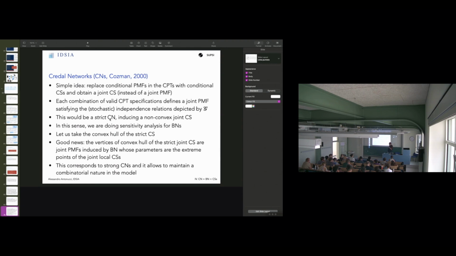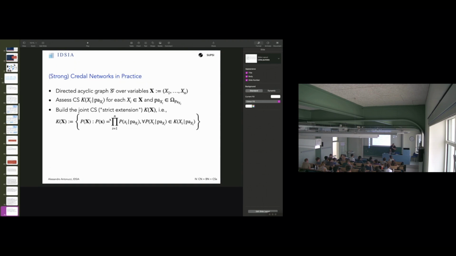You will need a characterization of the extreme points. And the very good news from my perspective is that the extreme points of the convexification of the strict model are combinations of the extreme points of the credal sets. What I want to tell you is that if you work with strong credal networks, you only have to consider the extreme points of the local models, of the decomposed model, take all the possible combinations, and in this way you define a collection of joint probability mass functions. But I should be more explicit.